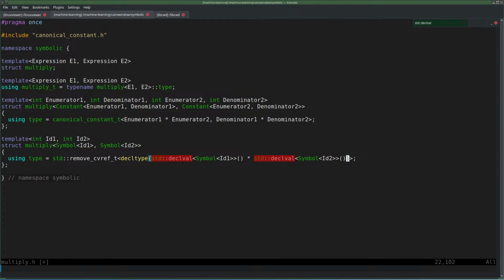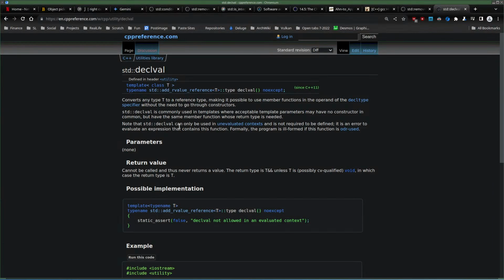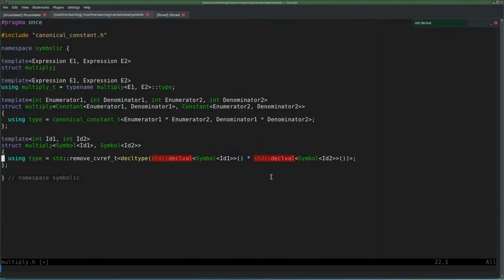So this does not construct a symbol. You just get a reference to the symbol, and therefore the operator star can be found. And since that is a const expression, I hope, it can then calculate what the return type is, because it has an auto return type. Actually, not even convinced that this is going to work, but I think it will, hopefully.